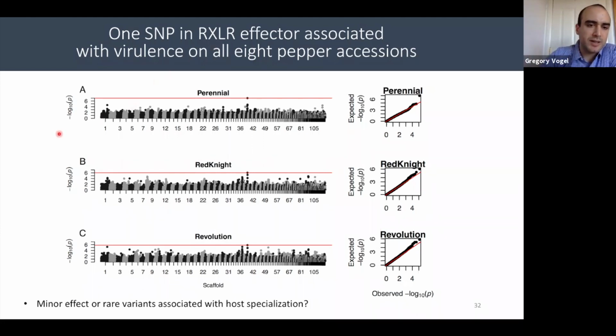One of the points of this experiment was to identify variants that were associated with virulence on some pepper varieties, but not others. And we weren't able to identify any. So it's unclear why exactly that is. We know that these interactions exist. It's possible that they're of small effect and we don't have the power to map them, or maybe they're independent mutations that occur in these different field sites or subpopulations that we can't identify via GWAS.